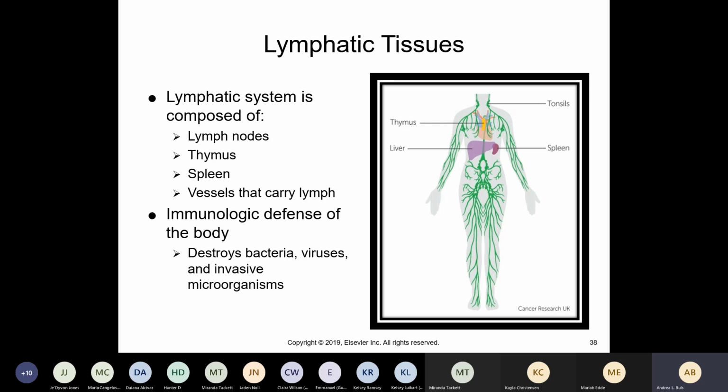Immunologic defense of the body is important. Like I said, with lymph, it destroys bacteria, viruses, and any invasive microorganisms. So it's a really important system in our body for protection against infection.